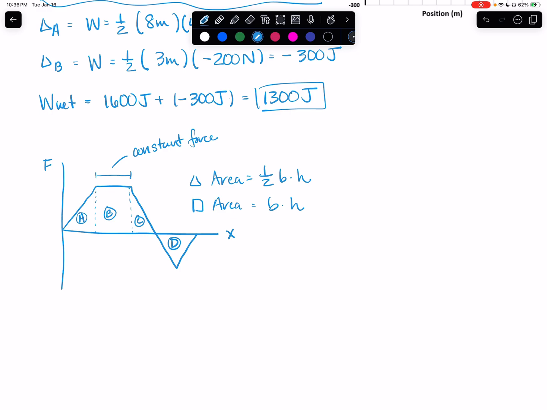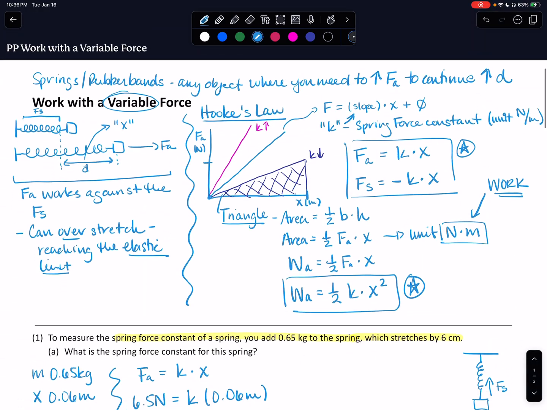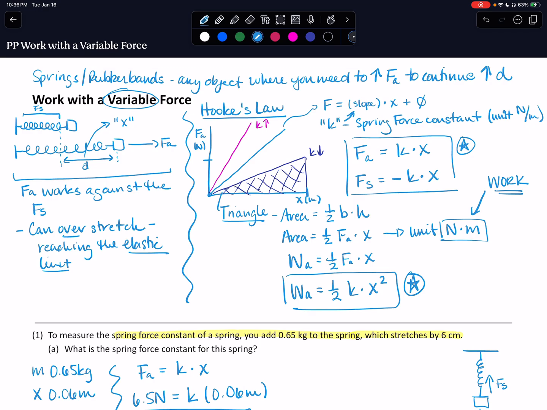So don't get nervous if you see a shape for one of these force versus displacement graphs that's not just triangles. All right, we could have a little bit of constant force in there, which is okay. And you just treat it like a set of shapes, and you look at the area of each of the shapes. Okay. All right, so again, this was looking at work when variable force is being applied, and that's going to come into play when we have springs and rubber bands.